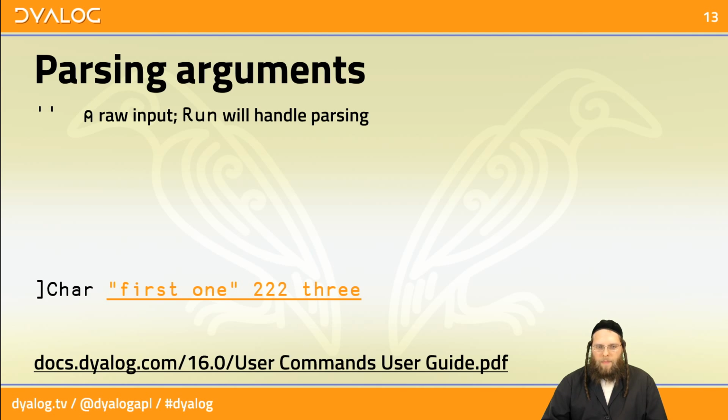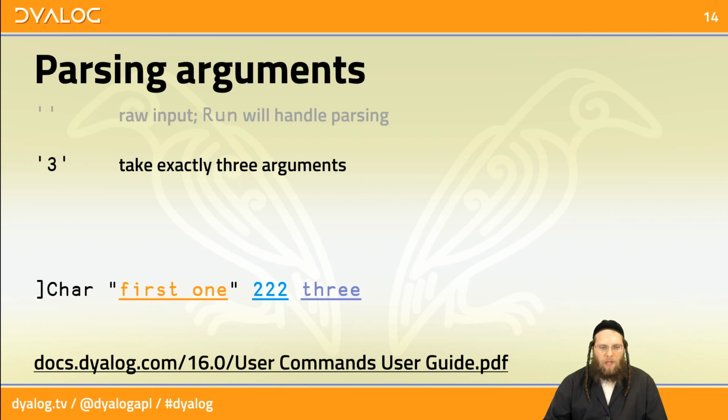So quote quote just means raw input. Whatever the user writes, quotes, double quotes, everything just gets fed in as one character vector, as is, and you have to take care of the parsing. If you give it a number inside this character vector, then it specifies the number of arguments. So this says my user command takes exactly 3 arguments.